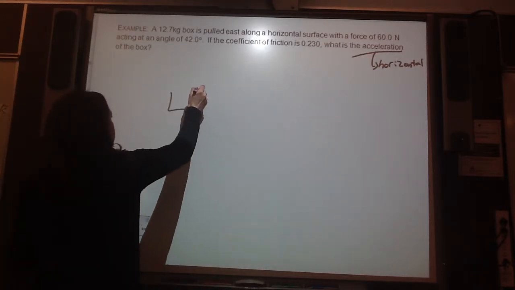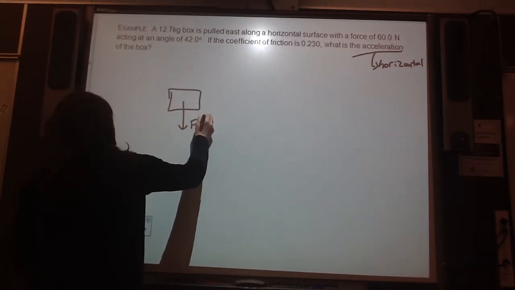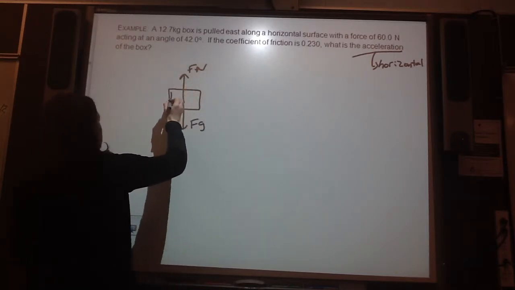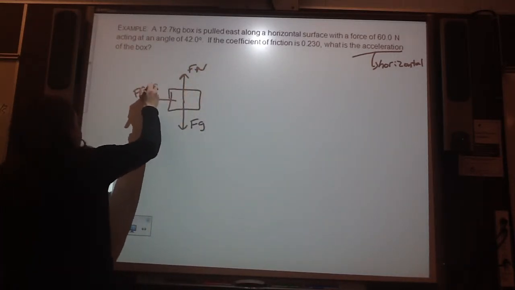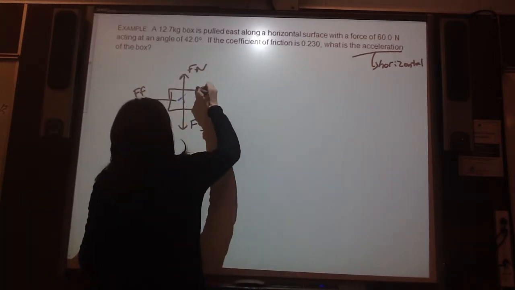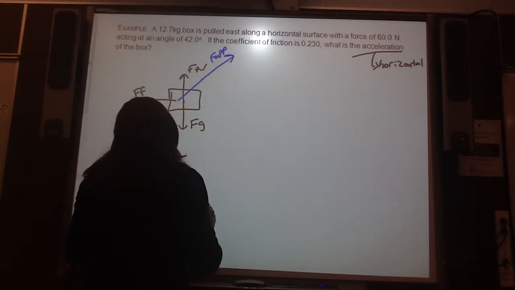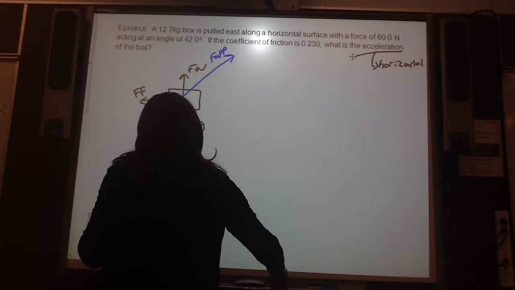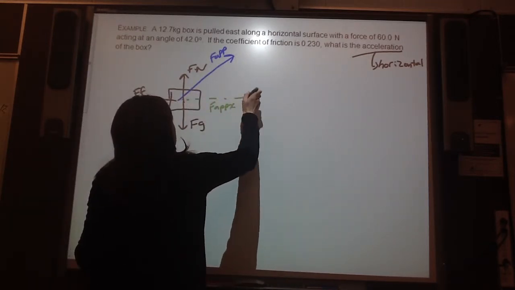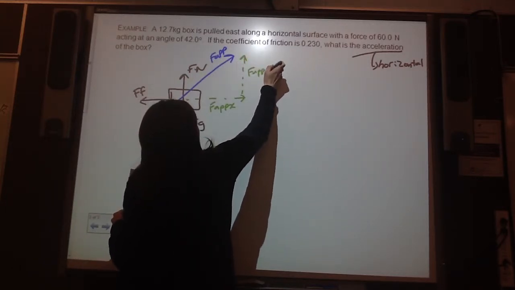So let's draw our box with our free body diagram. So FG goes down, FN goes up, FF is pulling back, and here though, our FF is at an angle. So you need to break it down into F at X and F at Y.